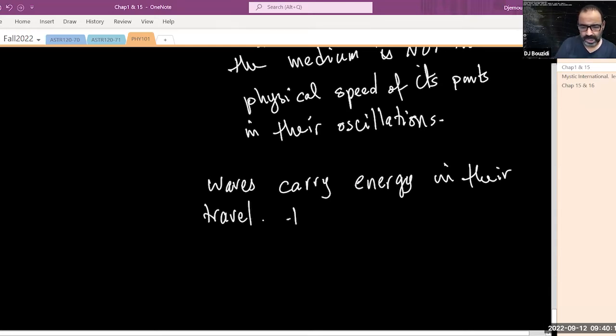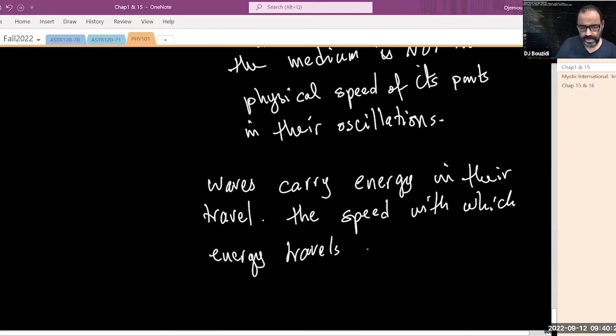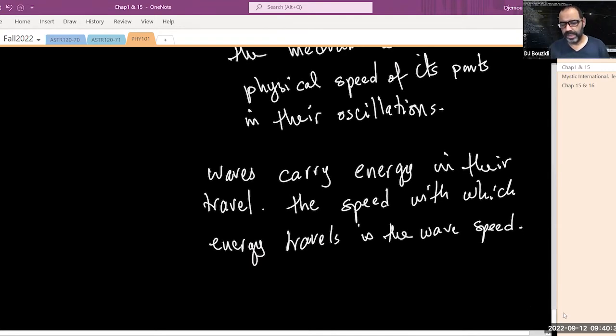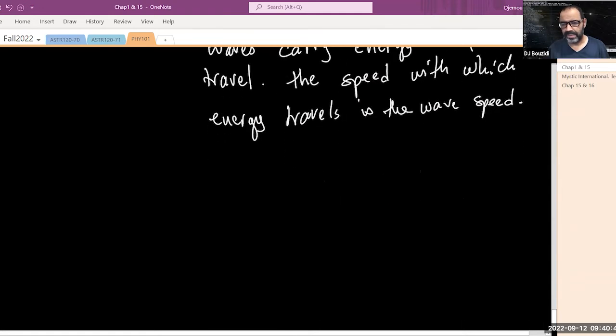Okay, the speed with which energy travels is the wave speed. That is really the useful relationship that you have in here.